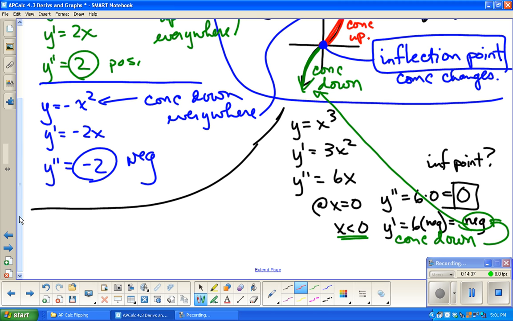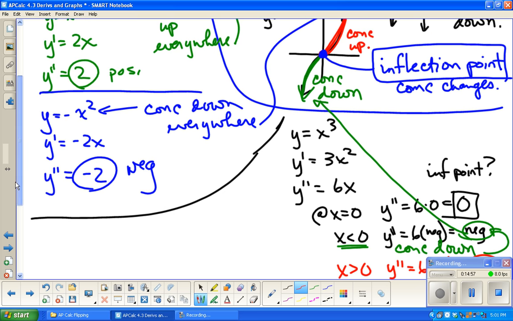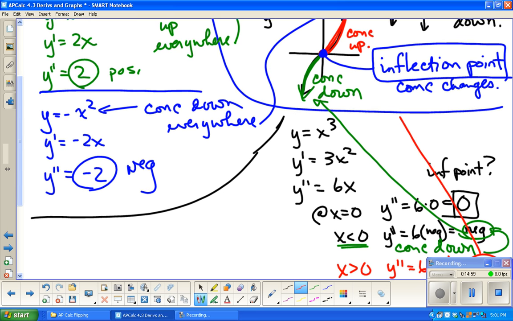If I look at where x is positive, sorry, I'm going to come back down, I just needed more room. X is positive, sorry, this was y double prime there. Y double prime is 6 times a positive number. It is positive, and the graph is concave up.